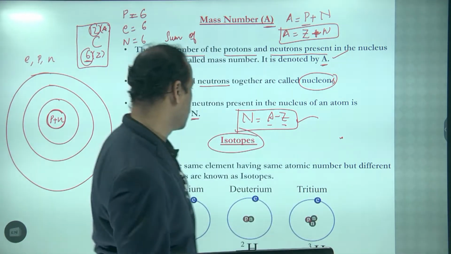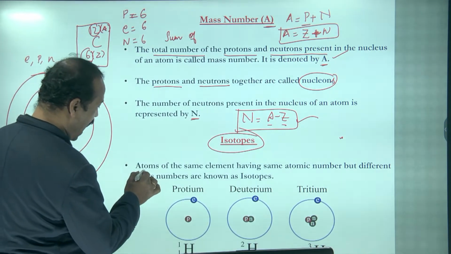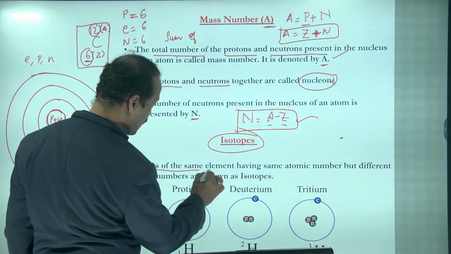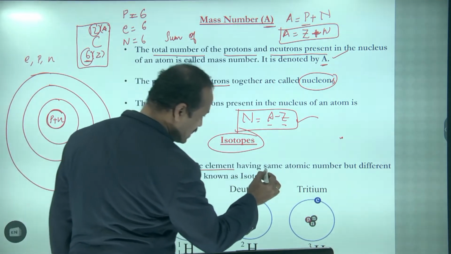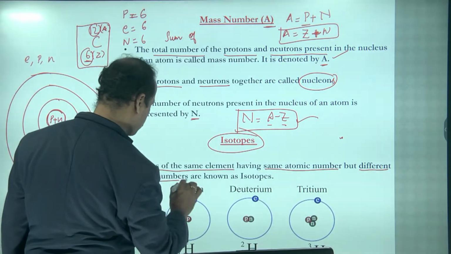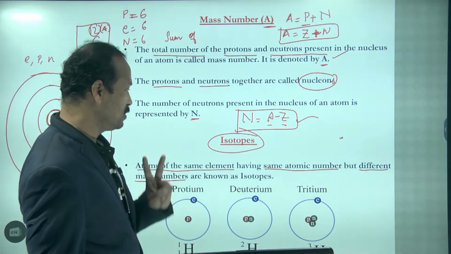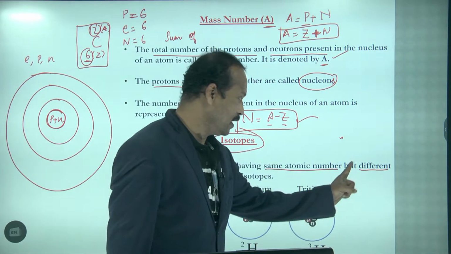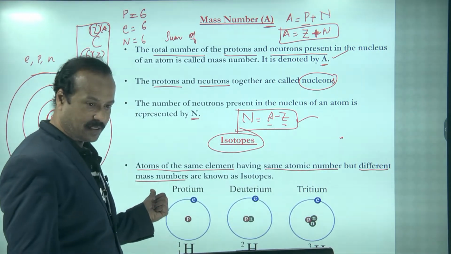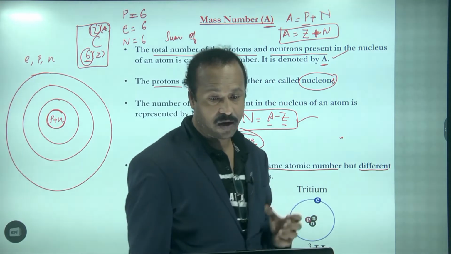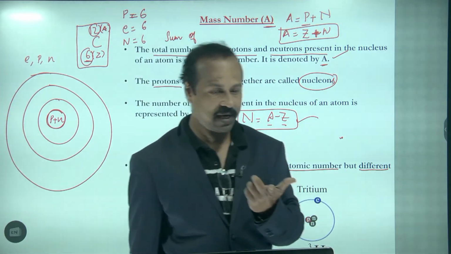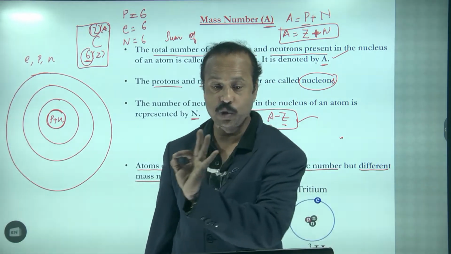So isotope means what? Very simple here. Atoms of the same element having the same atomic number but a different mass number. So here, two points mainly: same atomic number but a different mass number. Elements or atoms which have the same atomic number but different mass numbers are called isotopes.